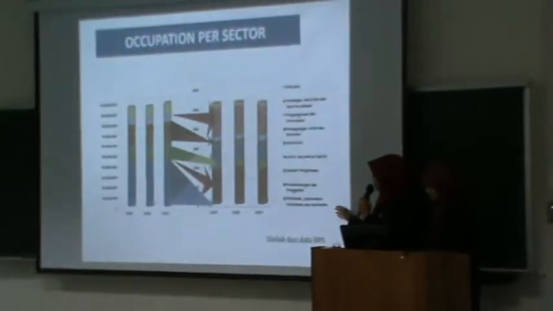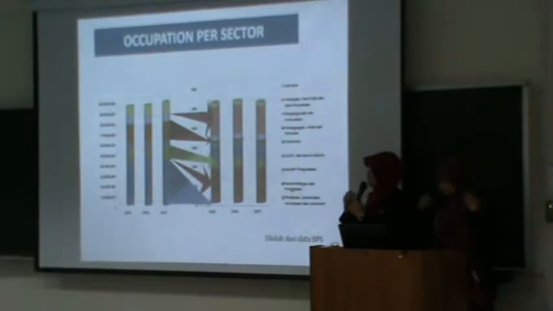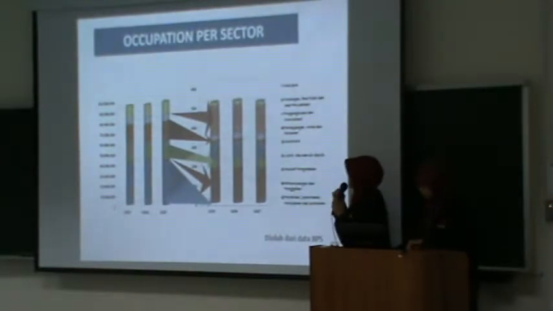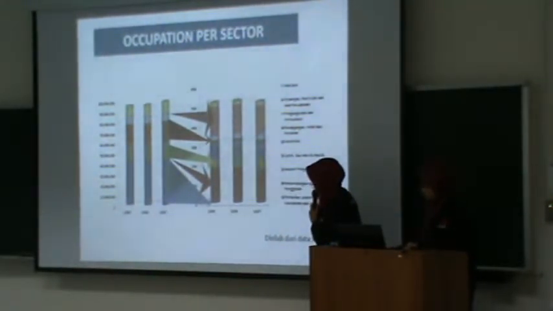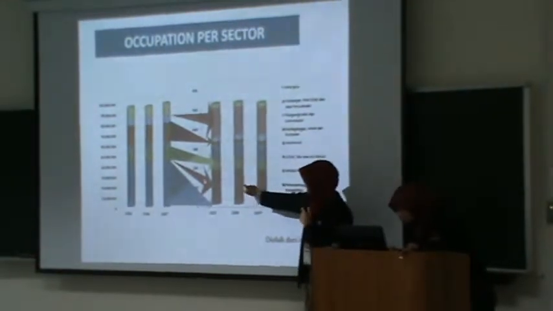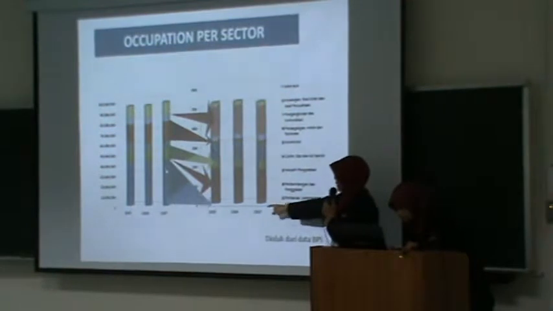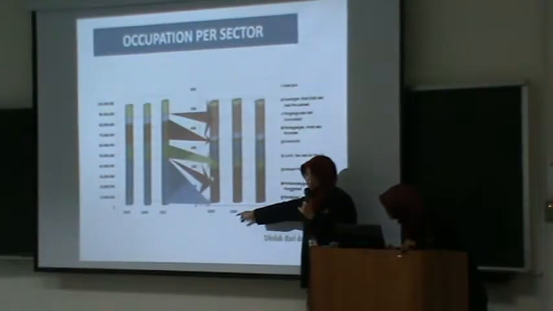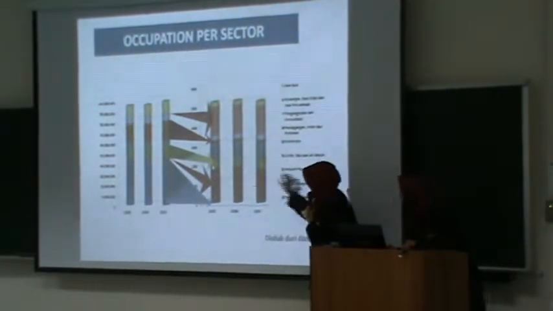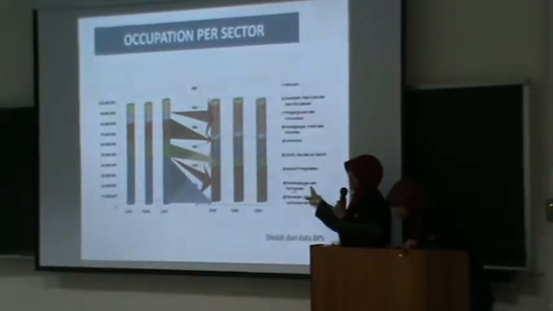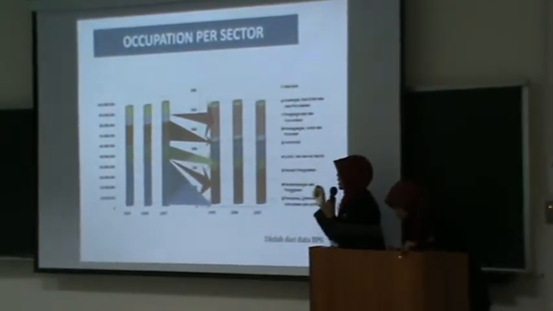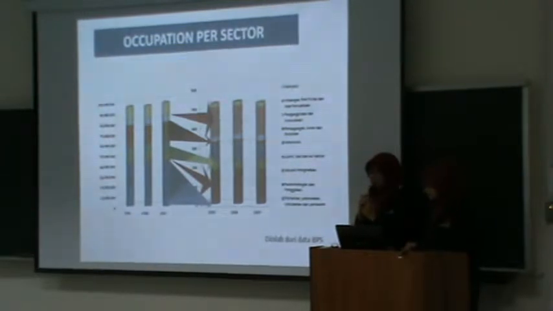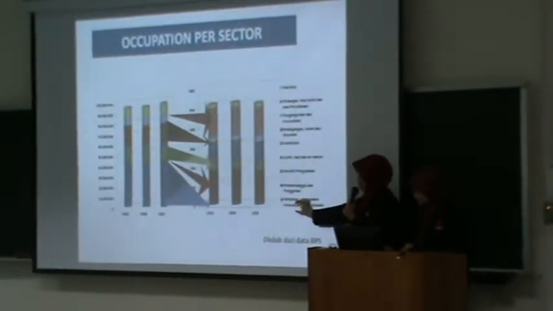Next, this is the statistic about the agricultural sector, or the occupation per sector. We can see agriculture is the blue area, but its effect is very small. It's because we know Indonesia as an agricultural country, right? But why does this show such low statistics?